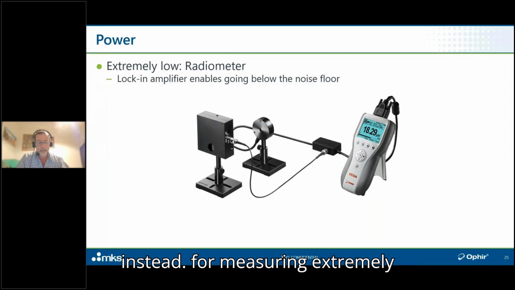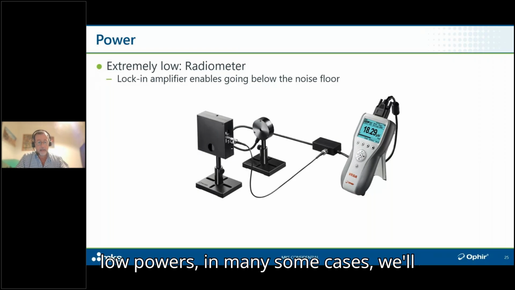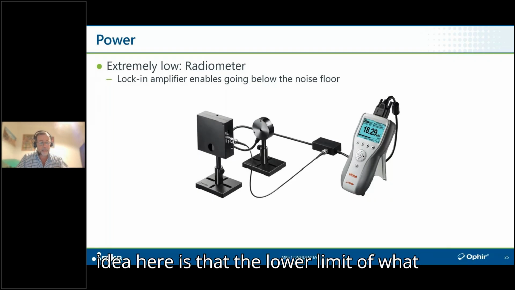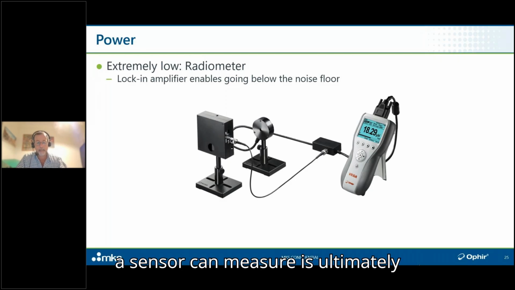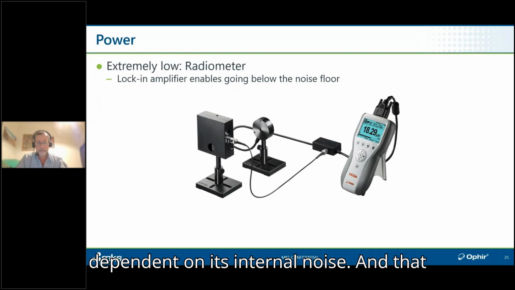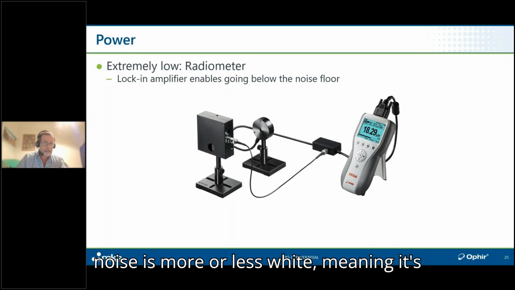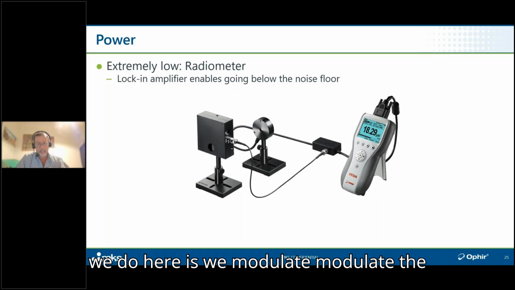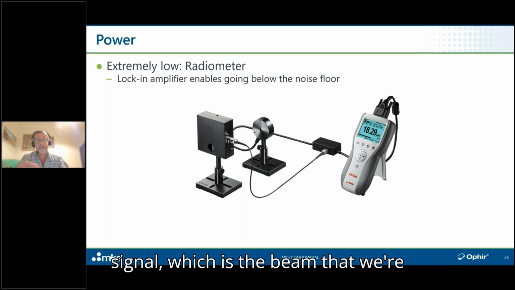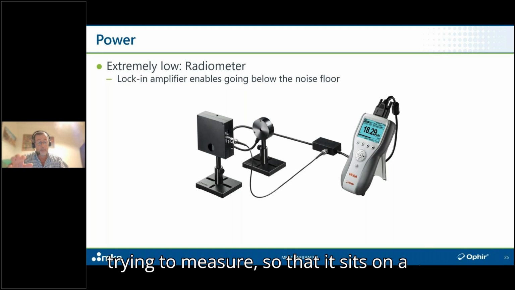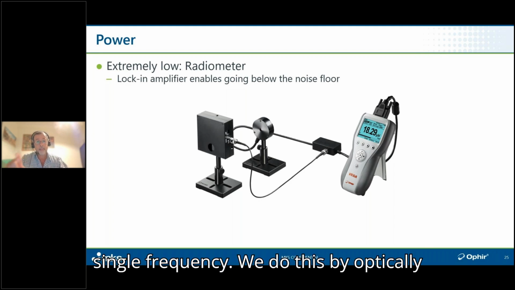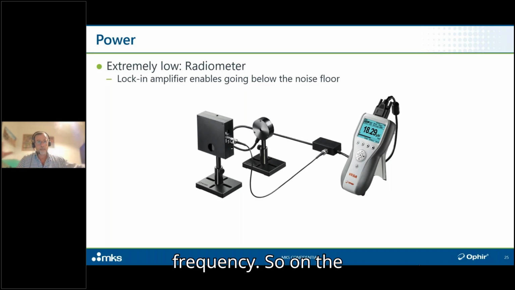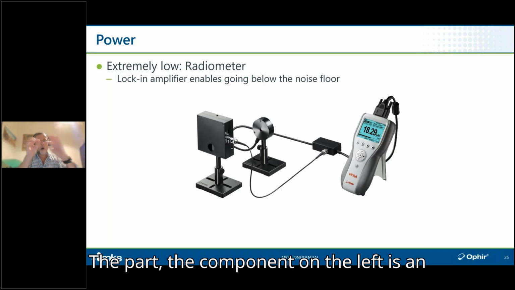What we do here is we modulate the signal, which is the beam that we're trying to measure, so that it sits on a single frequency. We do this by optically chopping the beam at a very precise frequency. The component on the left is an optical chopper set to a very precise frequency. And then we use a digitally synthesized lock-in amplifier to pass only signals that are riding on that frequency. The noise and background light is broad spectrum, so almost all of that gets chopped out.